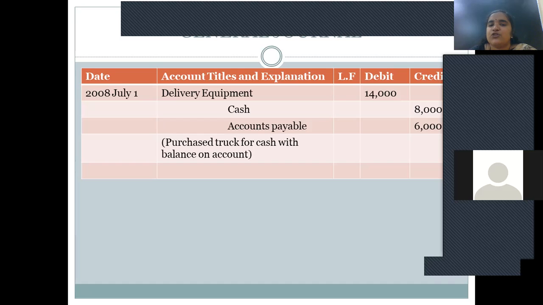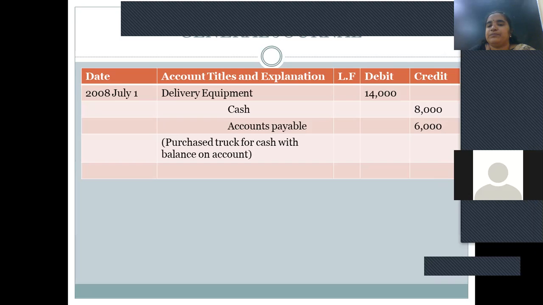So what did I tell you? For assets, the rule is debit what comes in, credit what goes out. So you are debiting what comes in. What is coming into the business? It is the equipment. So we are debiting the delivery equipment account with 14,000. Then what is going out? Cash is going out. So credit cash 8,000 rupees. Then accounts payable, it is 6,000.